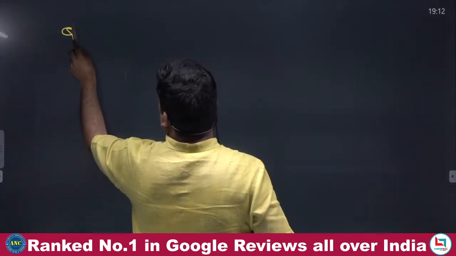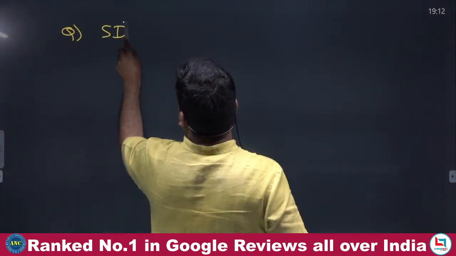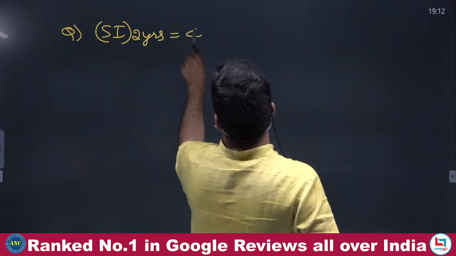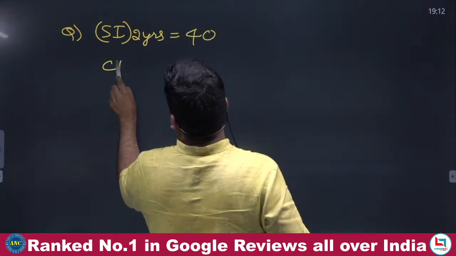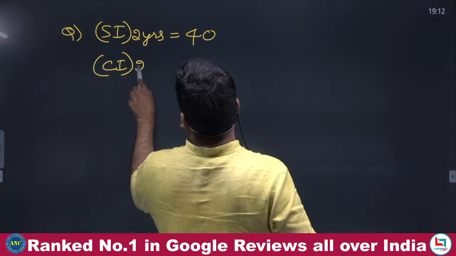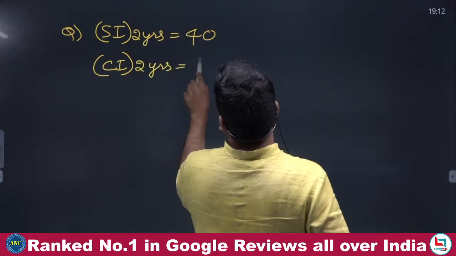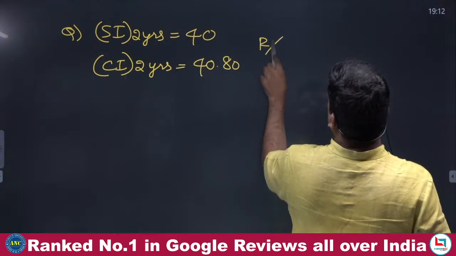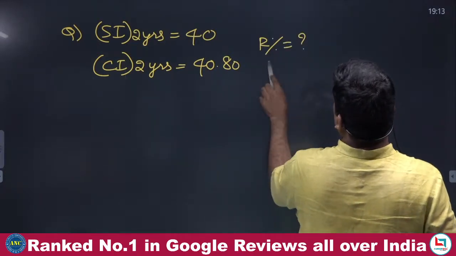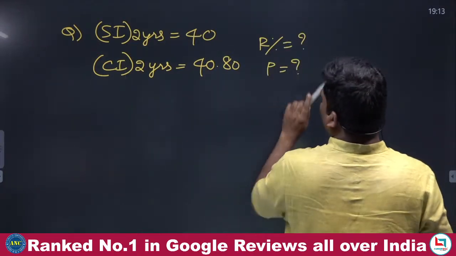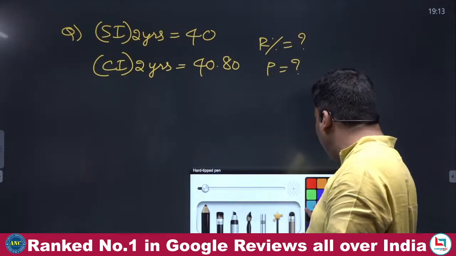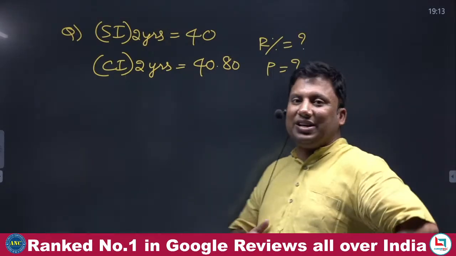Next one. Simple interest for 2 years is 40. Compound interest for 2 years is 40.80. Find R percentage and find the principal. Another very, very highly repeated model.